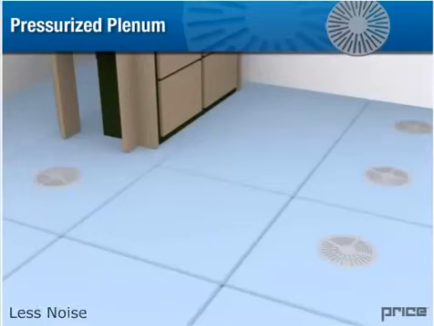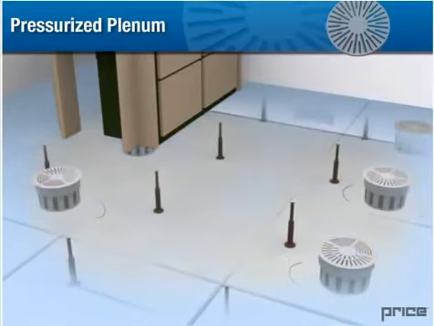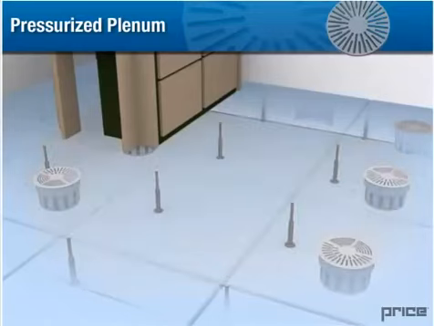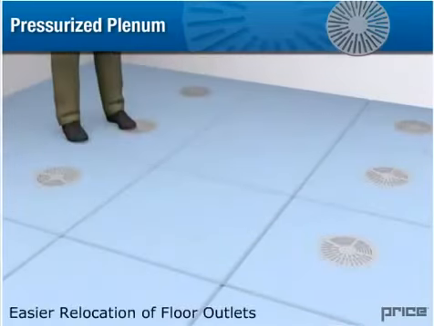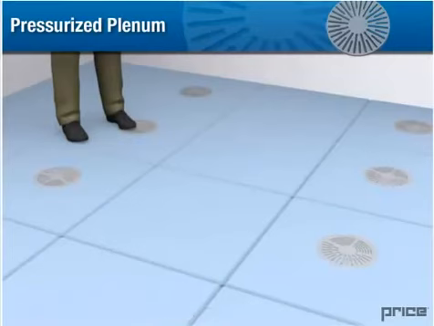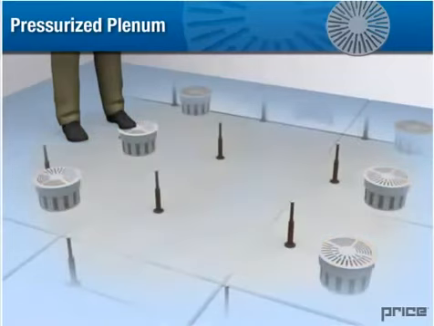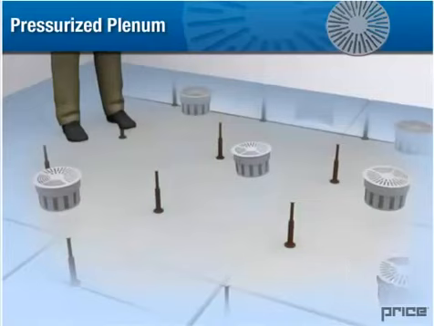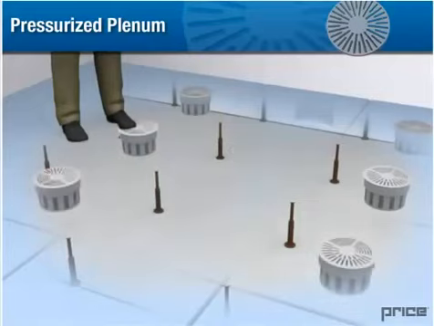Less noise. The vast underfloor plenum helps to attenuate any sounds, and the chance of sound transfer from outlet to outlet is reduced. Easier relocation of floor outlets. Relocating of outlets is simply a matter of rearranging the tiles of the underfloor system. The pressurized plenum means that there is no ductwork to be rerouted.